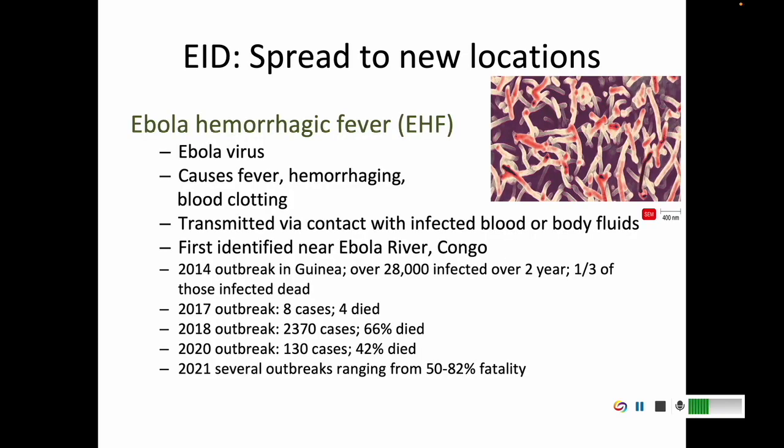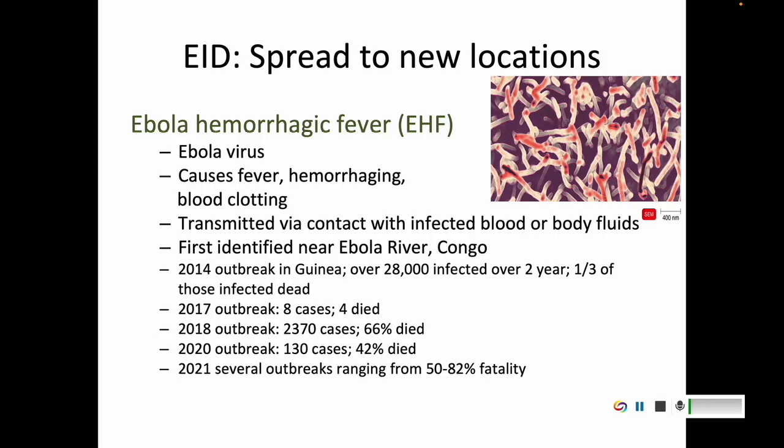Another one is Ebola. So Ebola virus is named after the Ebola River where it was found. We've known about this virus for a long time also. But this virus, the Ebola virus, causes Ebola hemorrhagic fever, which causes fever, hemorrhaging, which is bleeding, and blood clotting where it shouldn't be clotting. And it is transmitted through contact with infected blood, so that could be something like a needle being shared between people. It could be a deceased person being prepared for funeral and someone coming in contact with their infected body fluids.